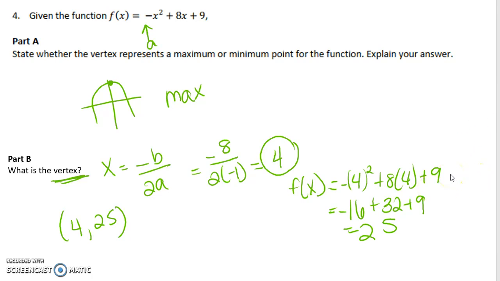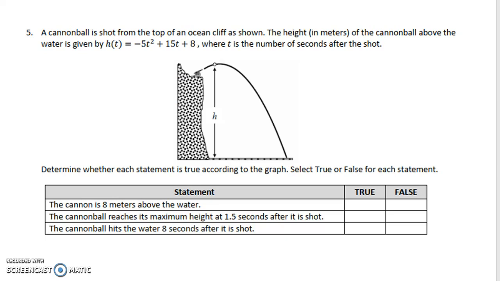Whenever you're asked to find the vertex, you take your x value, which you can find using this formula. Remember, you're not given that formula on your EOC, so I highly encourage you to remember it. You find your x value, plug it in, and find y. All right, we've got a lot of things to look at today, so let's keep going.